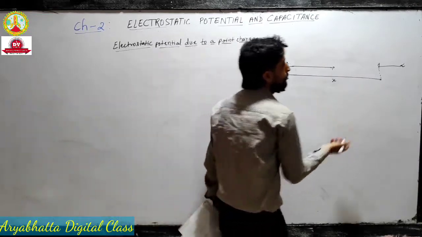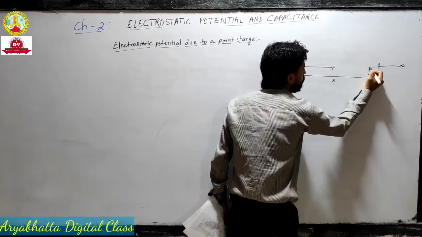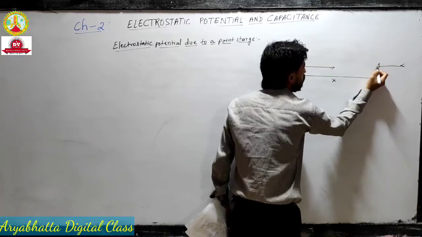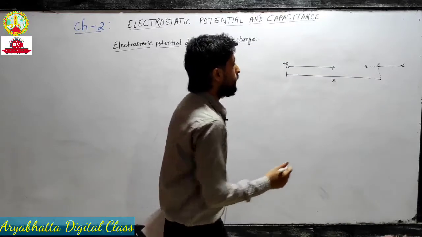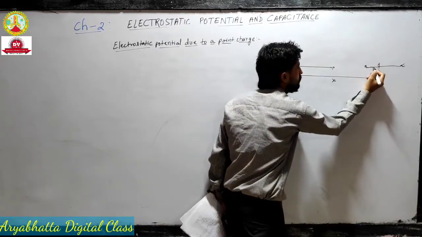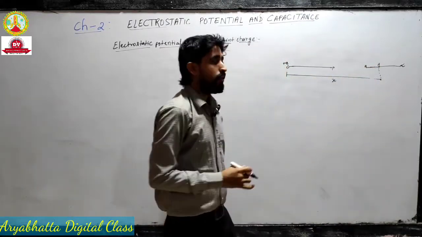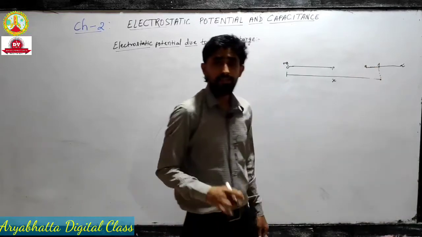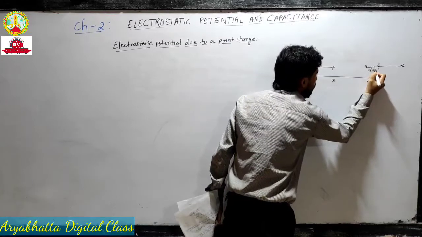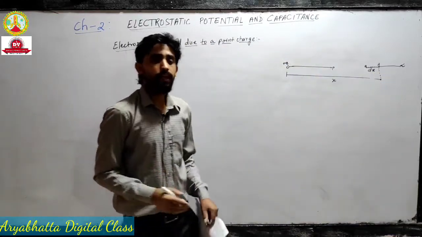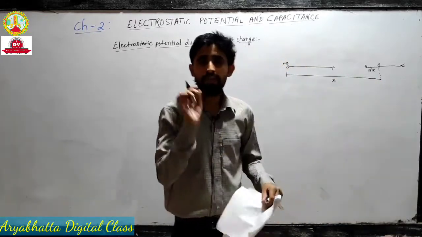Now, if after point A this charge has moved to point B, it is a very small distance, right? It has just covered a very small distance, so it will be represented by dx. I just have taken it as dx. Now you must be thinking, why dx, sir? See, it is a small distance, that's why I've used d, right?